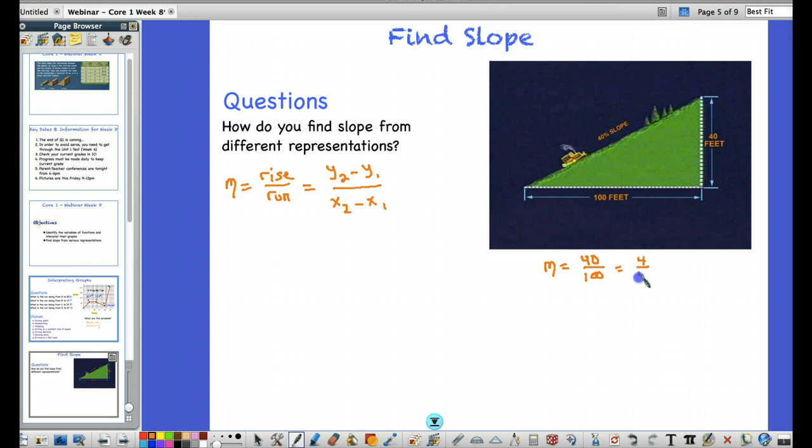Where are you getting 60 from? Oh yeah, but you don't know your y coordinates. All you know, you actually, in this case, they have it easier because your rise is given to you and your run is given to you.